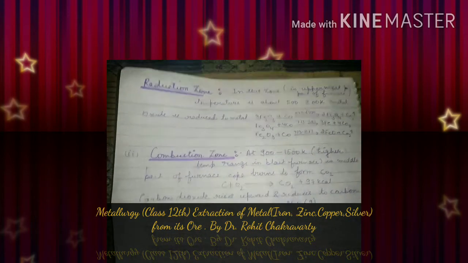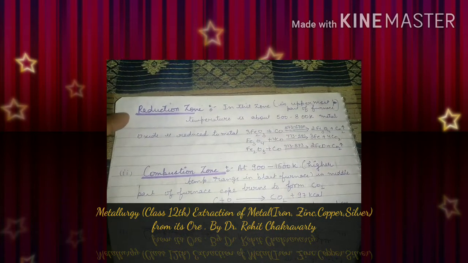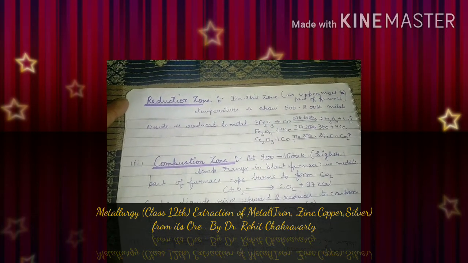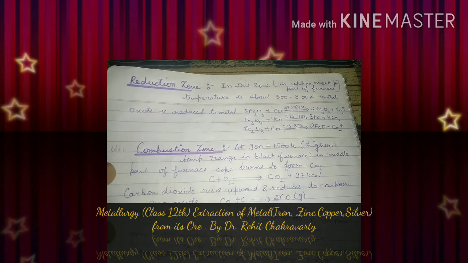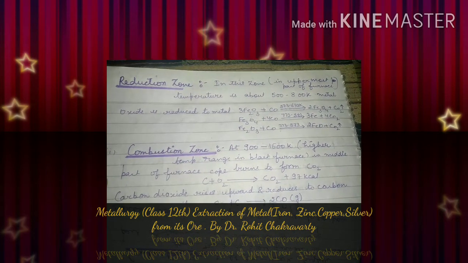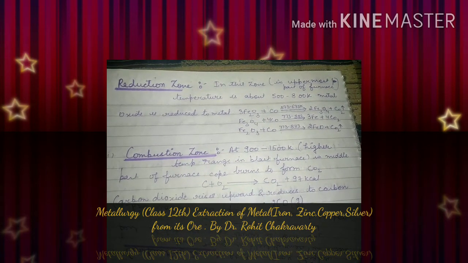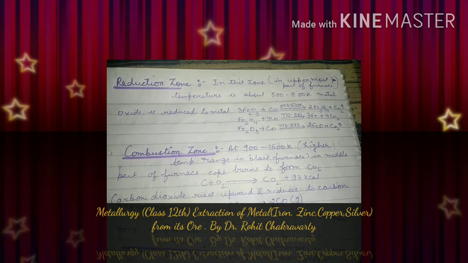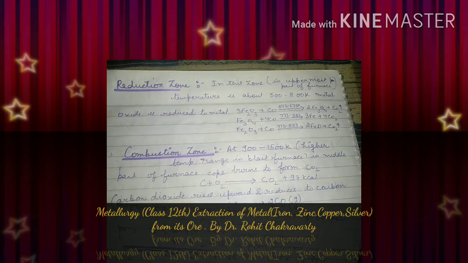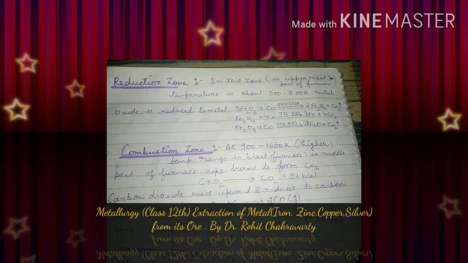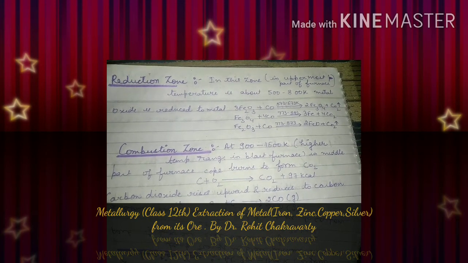So in the reduction zone, in this zone, the uppermost part of the furnace, temperature is about 500 to 800 Kelvin. Metal oxide is reduced to metal. Here you can see these are the reactions that happen in the blast furnace. Fe2O3 reacts with the carbon monoxide, resulting in the formation of Fe3O4, and then Fe3O4 reacts with the carbon monoxide, so it gets reduced to iron metal and carbon dioxide as a byproduct.